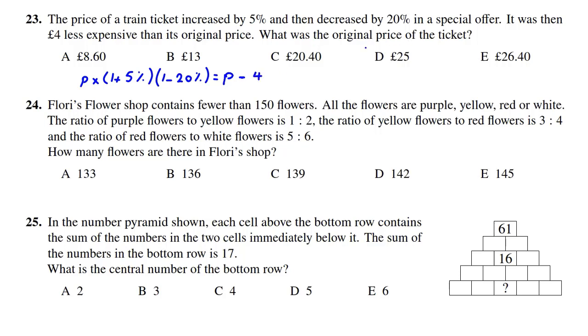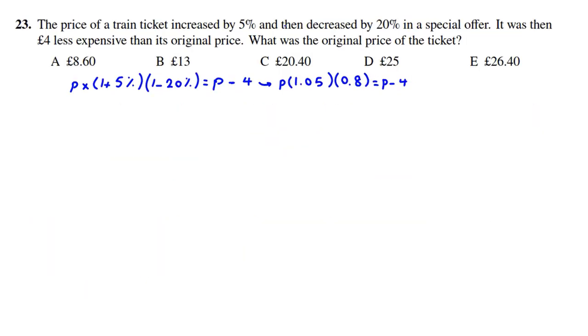Now, original price is what? We want P. So P times 10.5 times 80 equal to P minus 4. Okay, let's calculate the rest in a new page. Here we write in fractions.